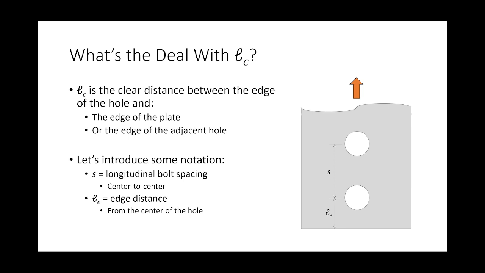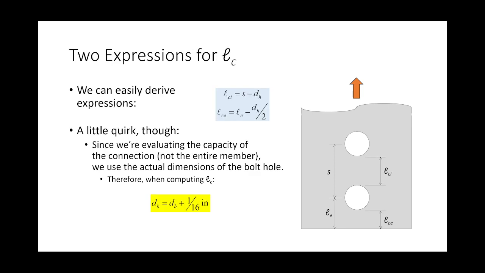So everybody watch up here. If this is S and this is LE, then these are the clear distances from edge to edge. So this is the edge distance minus half a hole diameter, and this is the bolt spacing minus a hole diameter, because you go a half and a half.